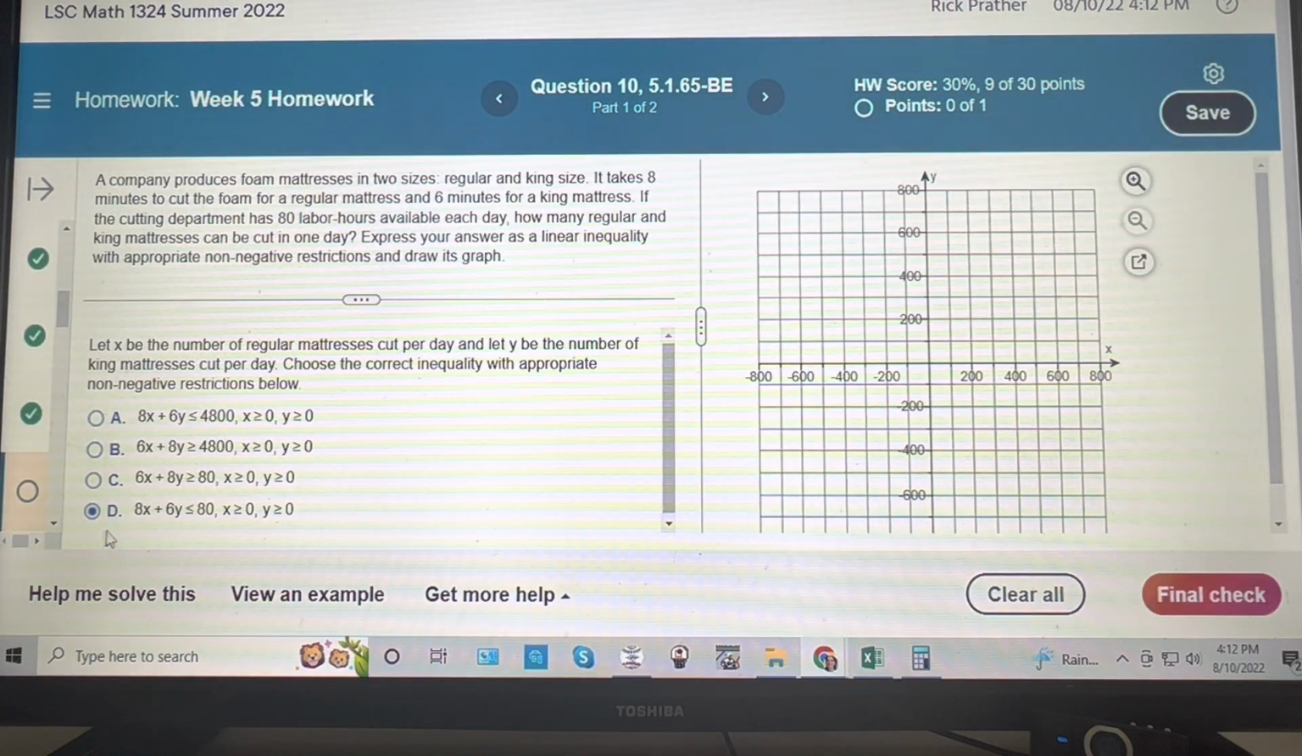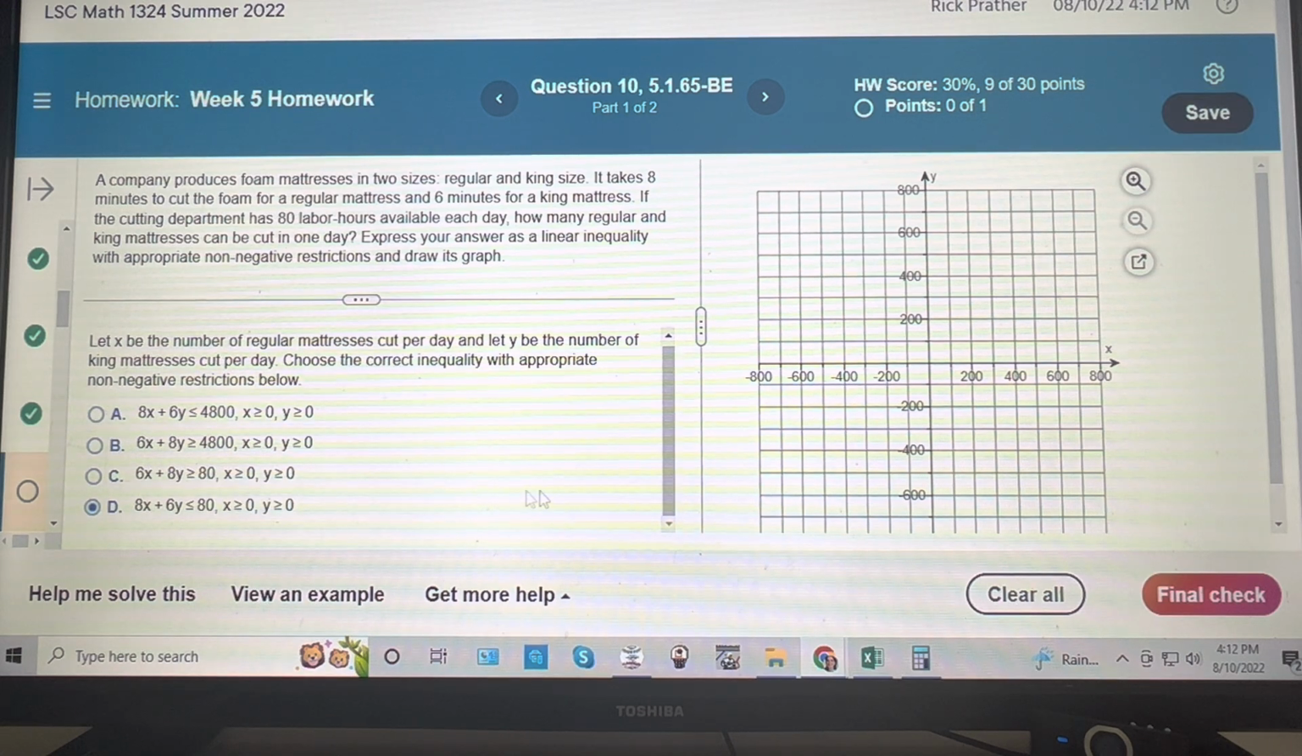Whoops. Did I say it wrong? 8x, 6y, 80. 80 hours available each day. Is there another choice? No. Oh, I know why. Yeah, see, they caught me. It's a units issue. The 80 is hours, but the other two are about minutes. It takes 8 minutes and 6 minutes.